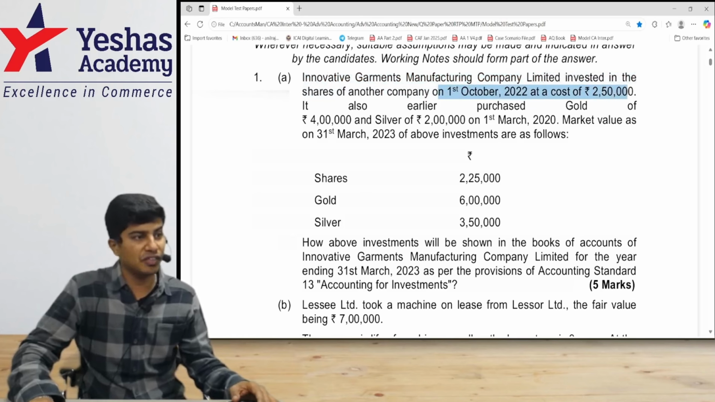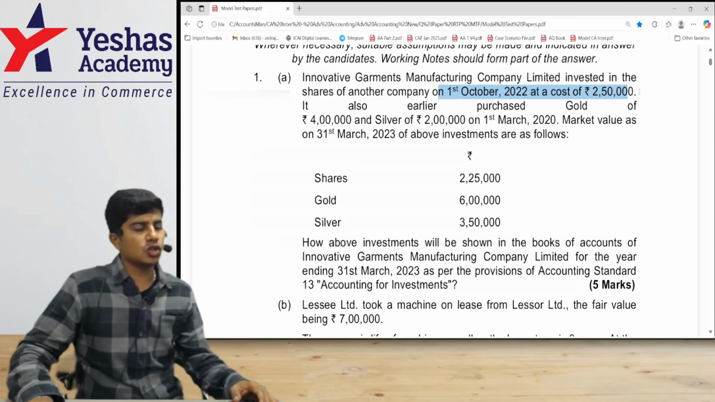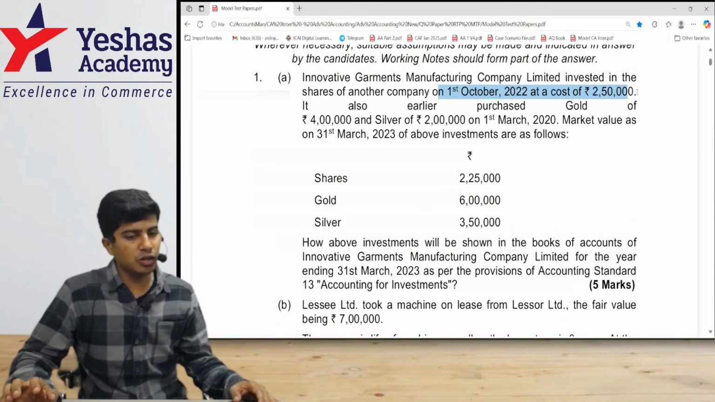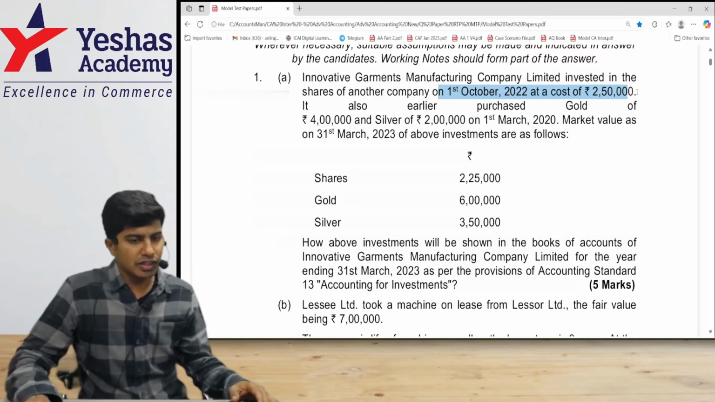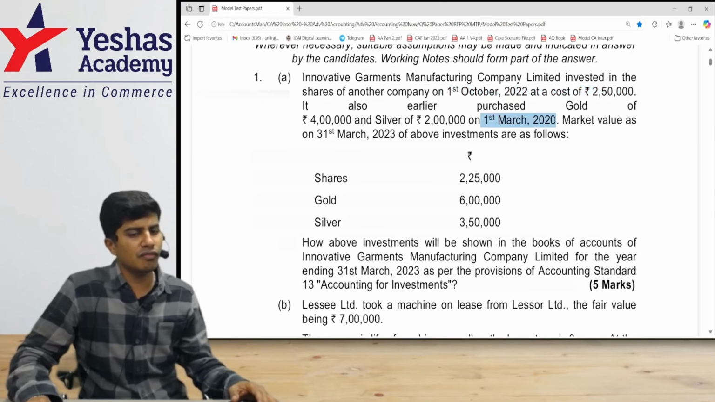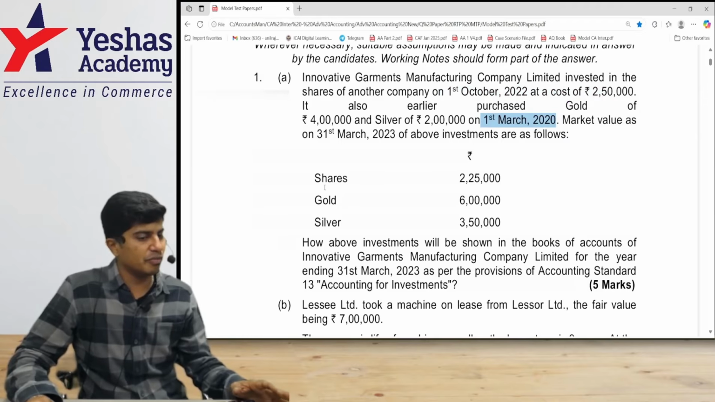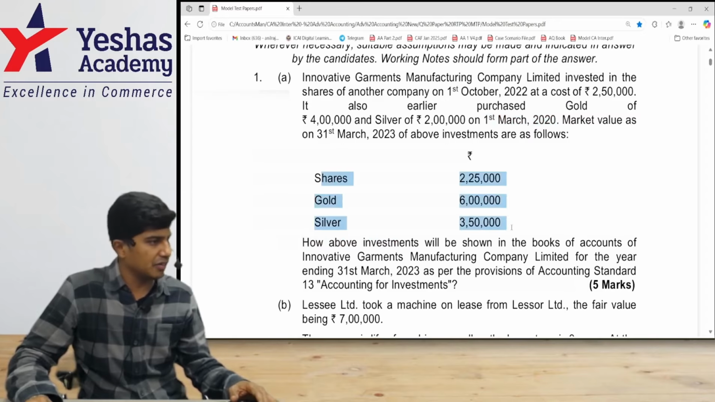a cost of 2 lakh 50. Along with this, they've also purchased some gold and silver. See, 2 lakh 50 is the cost of shares, 4 lakh rupees is the cost of gold, 2 lakh rupees is the cost of silver. They purchased shares on 1st of October, gold and silver on 1st of March 2020. Market value on 31st of March for all the three investments are given here.